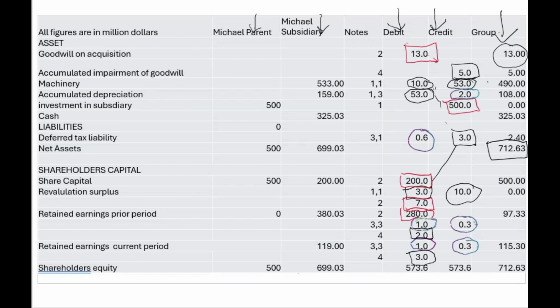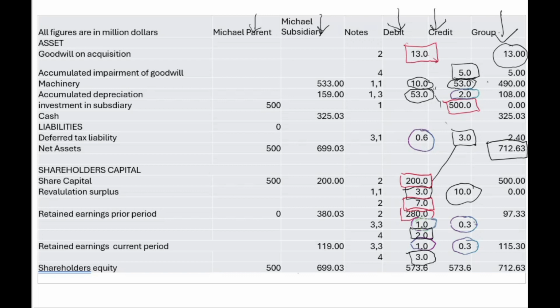And our share capital, the group share capital, because we eliminated the share capital of the subsidiary, because the parent, Michael parent, acquired 100% of interest in Michael's subsidiary, and therefore that share capital investment was eliminated through the elimination of investment entry. And therefore what is shown here is Michael parent's share capital. The revaluation surplus of the subsidiary is completely eliminated in the elimination entry.